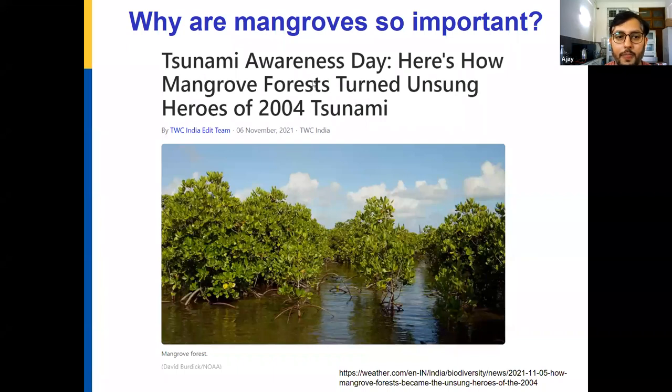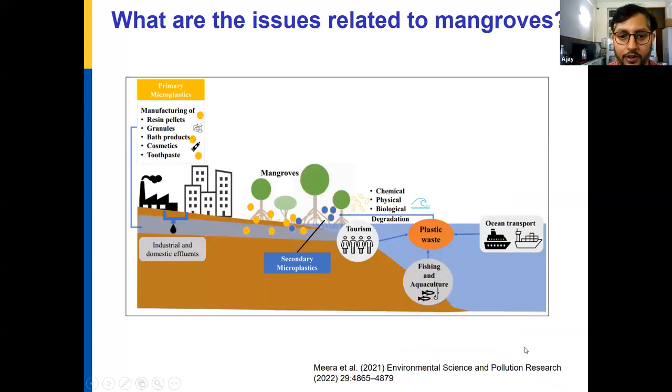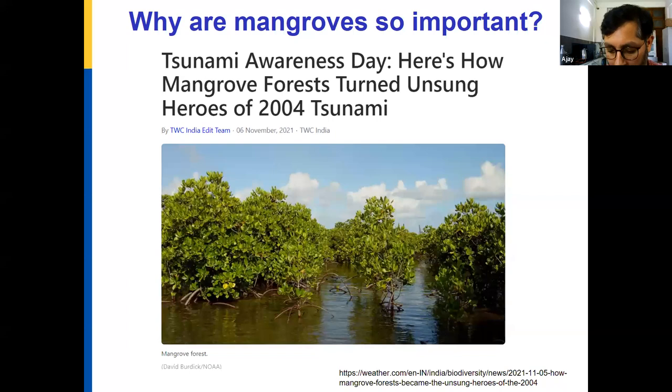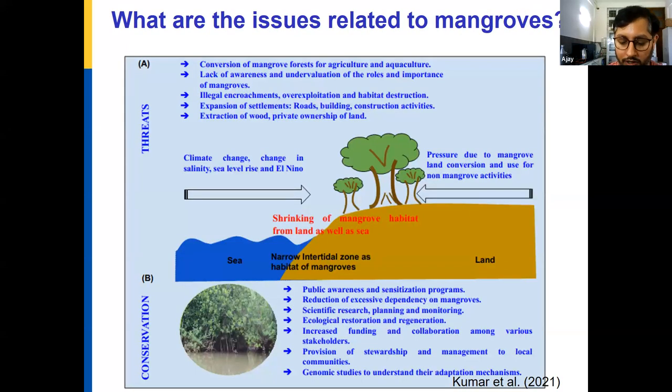Now, if there is evidence in support of these mangroves having a positive role, then you see this article published in this particular online portal. Tsunami Awareness Day. Here is how mangrove forests turned unsung heroes of the 2014 tsunami. There is evidence which says that wherever there were mangroves, there was less damage to the infrastructure as well as to the coastal communities, which shows their importance in coastal resilience for the coastal communities.